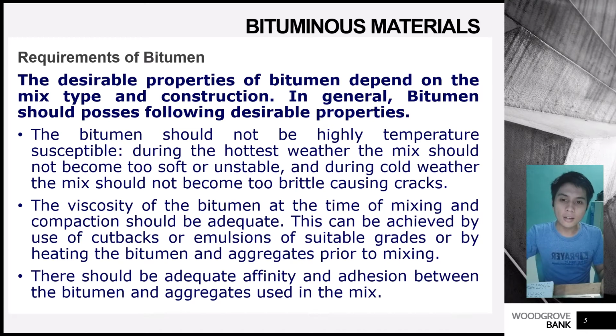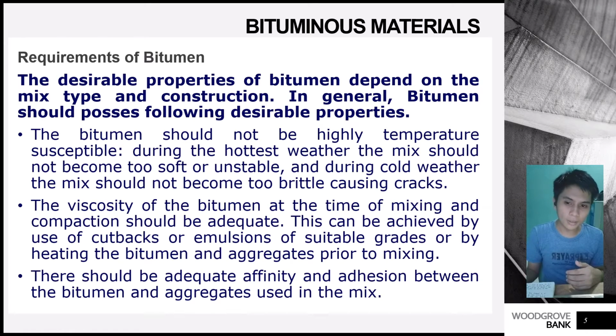So, what are the requirements of bitumen? The desirable properties of bitumen depend on the mix type and construction. In general, bitumen should possess the following desirable properties. The first property is that bitumen should not be highly temperature susceptible. During the hottest weather, the mix should not become too soft or unstable, and during cold weather, the mix should not become too brittle, causing cracks.